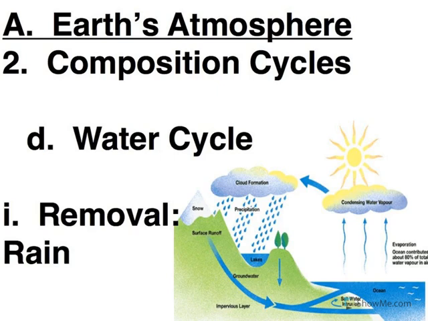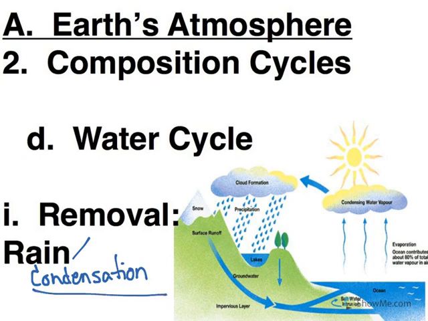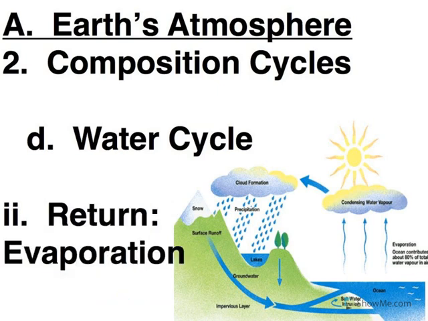Water. Water is removed from our atmosphere by rain, or really more appropriately, condensation. So anytime you have a nice cold drink and there's water condensing on the outside of your glass, you are removing water from our atmosphere. It's returned through evaporation. So as the sunlight hits the water and it evaporates, we get water back into the atmosphere.